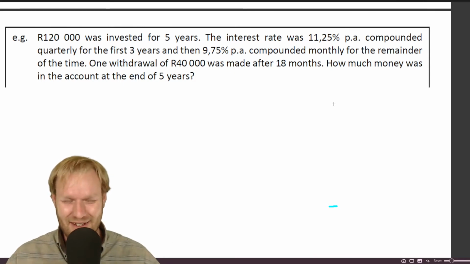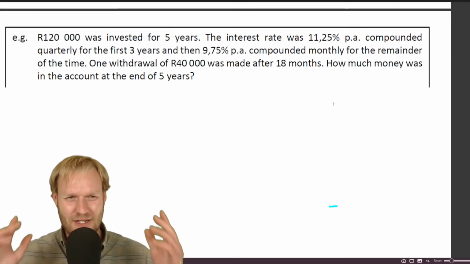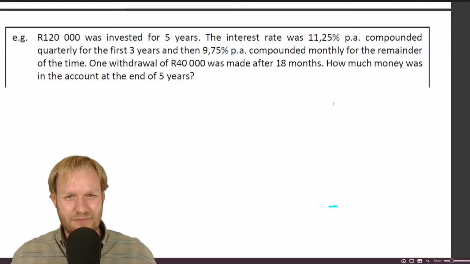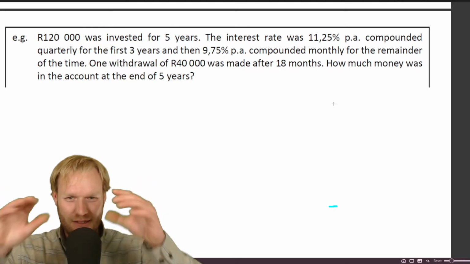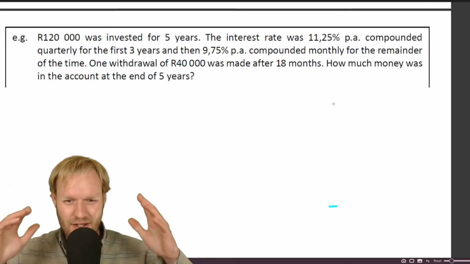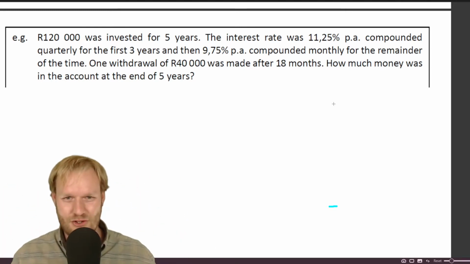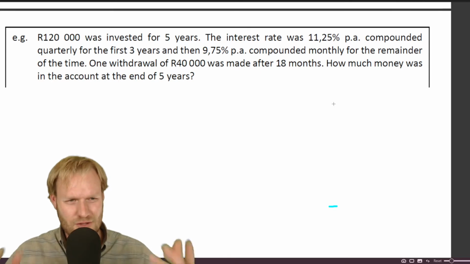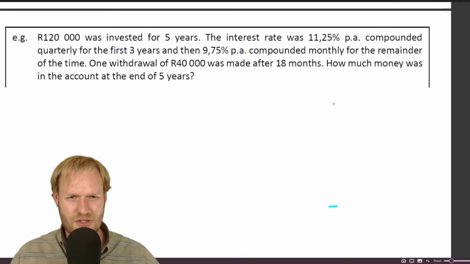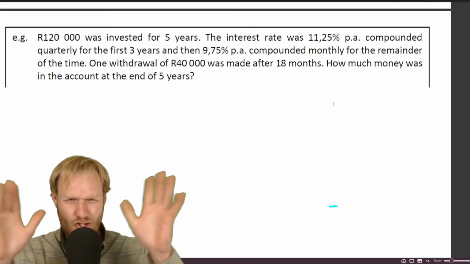Okay, so have a read through the problem, draw your timeline, and try and solve it. Really go for it. You're going to pause and do it, and then I'm going to run through it. Just read through it, I'm not going to read it. Now shh, read.